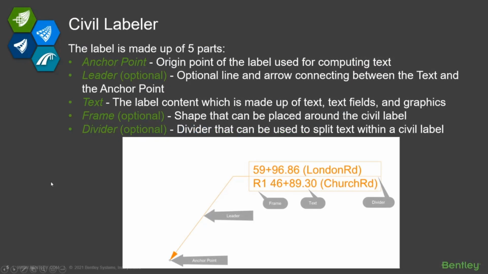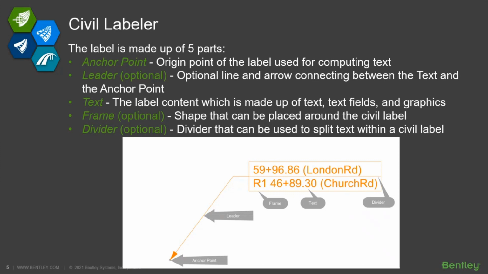So when you place the label, it's made up of five parts mainly. You have the anchor point. You'll notice when you place a label, there's a little tiny circle that's attached to the end of the arrowhead. That's used for actually computing the information that you see in the label. So it's a very important part of the label.